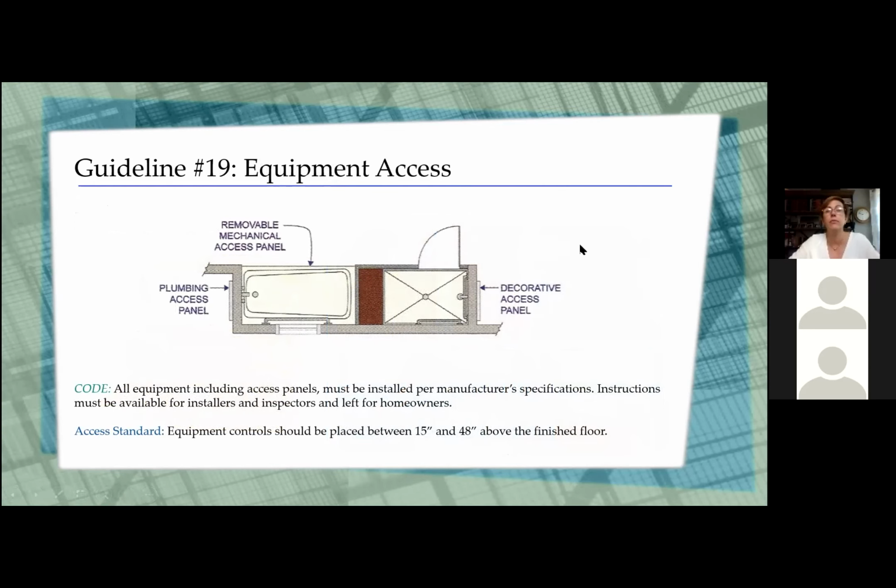If you have a jetted tub or an air tub or something like that, if you have a steam shower or something in the shower, if you want to be able to get to the backside of the plumbing, putting in decorative access panels or access panels at all are always desired. All equipment, so when you've got a jetted tub or air tub, you need to have an access panel as per your manufacturer's instructions, so that you can actually get to it and service it if need be.